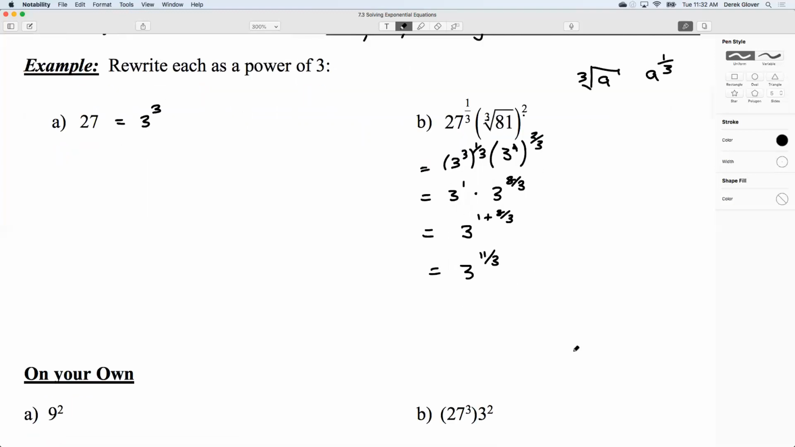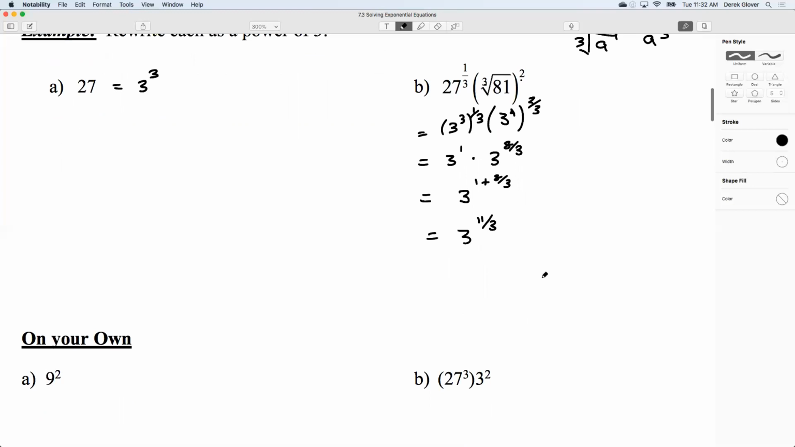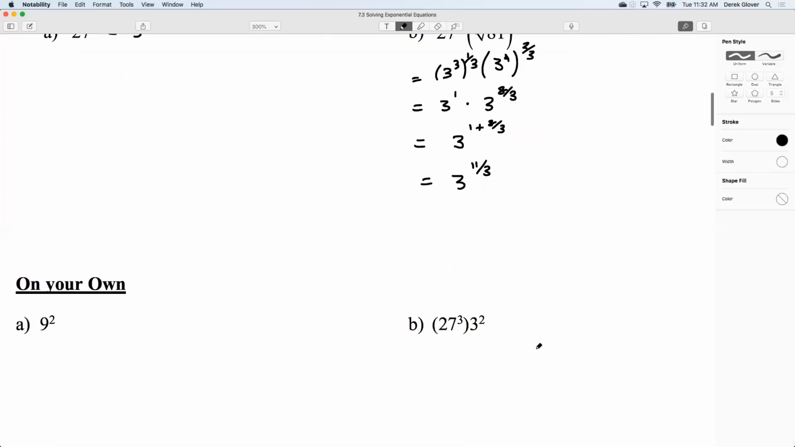So this is an application of the first couple chapters of Pre-Cal 11 when we spent time focusing on exponent rules and radicals. This is why you did that. Now we've got the ability to use those to rewrite expressions.